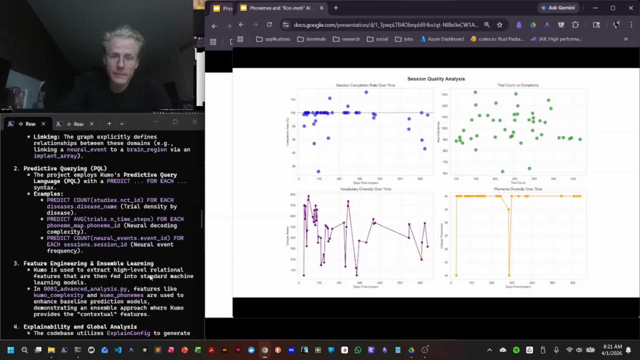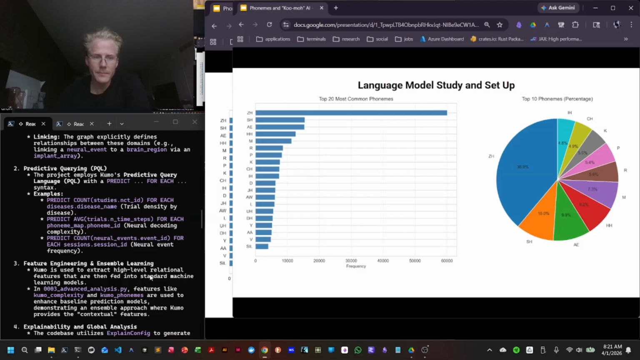Session quality, with the completion rate, trial count versus complexity, phoneme diversity to say, oh, look, how different was our phonetic spelling? Something I find interesting about that bottom right is it kind of converges, but how complicated can a sentence actually be in the English language? And how many different transformations or combinations of correct output could we have from these large language models that we're training? See here, top 20 most common phonemes, top 10.